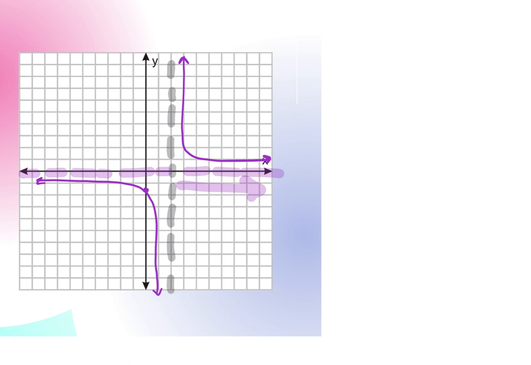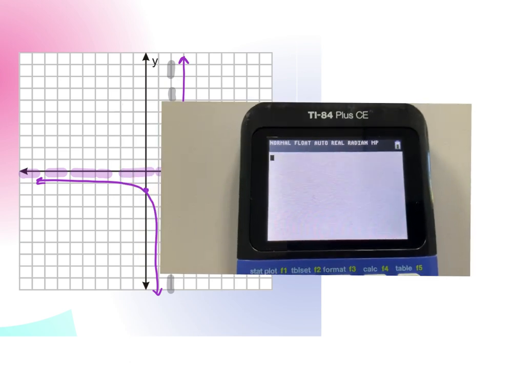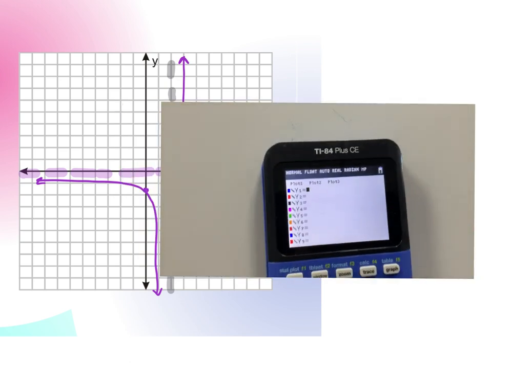Can you just type in the fraction at the beginning? Yes. So I'm going to go record. Okay, so I'm going to go to my y equals.